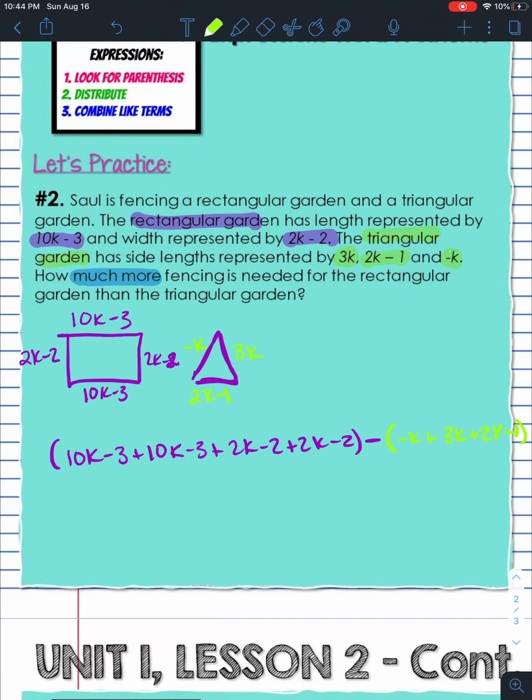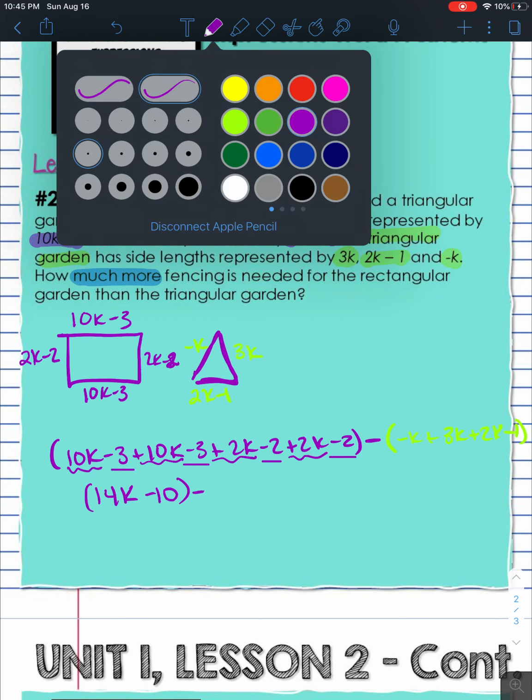Okay? So first I want to combine the like terms for each shape. I'm going to combine my like terms here. So I have a 10k plus 10k, which is 20k, plus 2 more k is 12k, plus 2 more k is 14k. Then I have minus 3, which is minus 6, minus 2 more is minus 8, minus 2 more is minus 10. So then I have 14k minus 10 is the expression used to represent the perimeter of my rectangular garden.